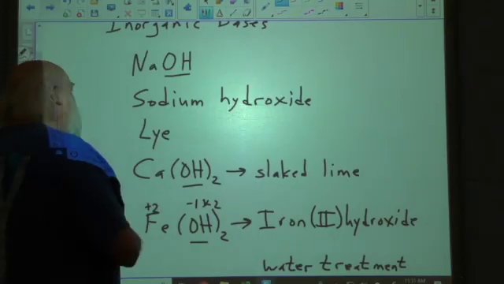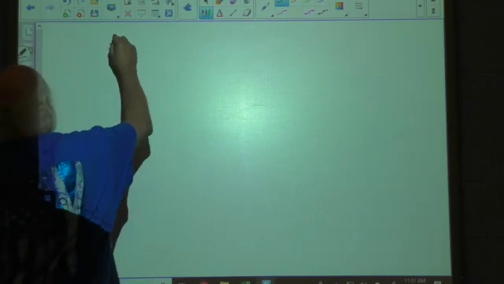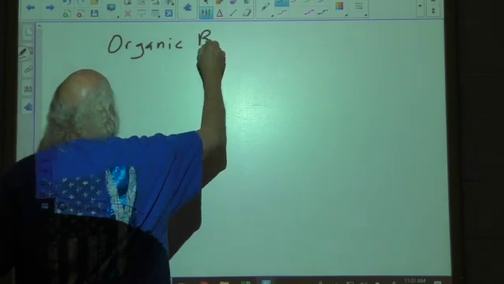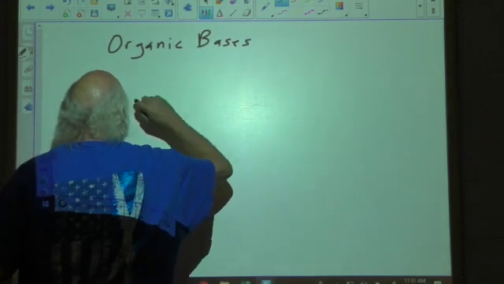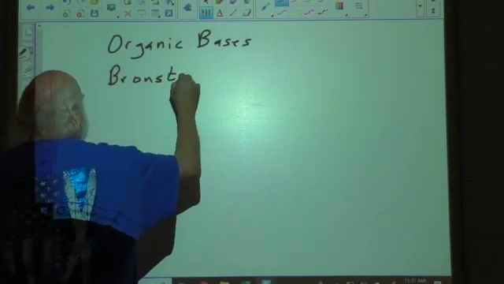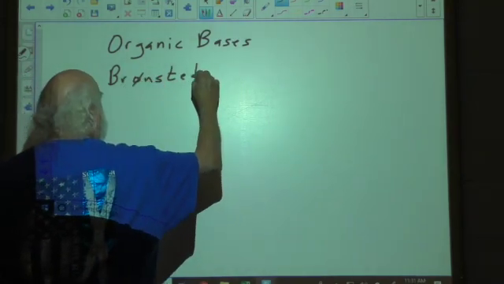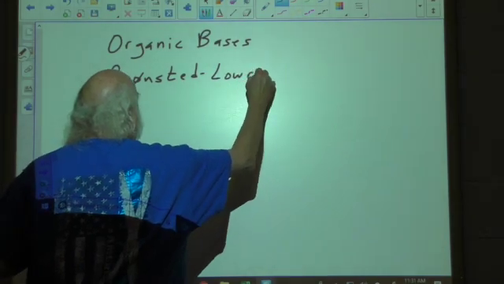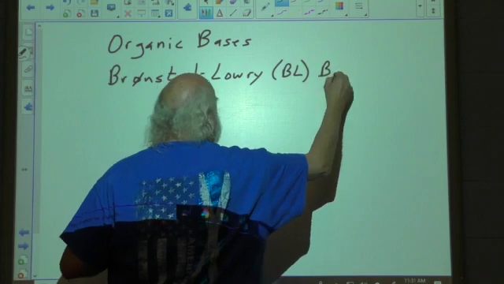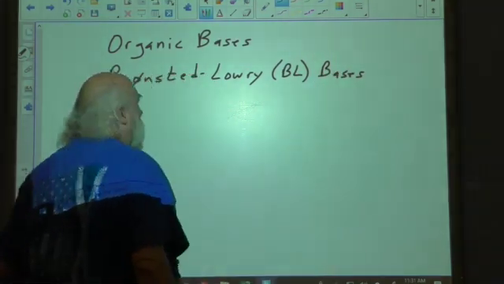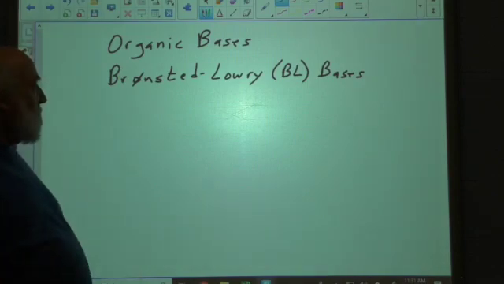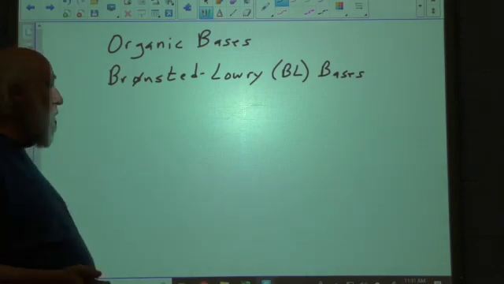The ones that are not so easy to identify are the organic ones, the organic bases. And organic bases are also called Bronsted-Lowry bases, or what I'll call them from now on, BL bases. Bronsted-Lowry bases are organic bases, and so they have to have carbon-hydrogen bonds.